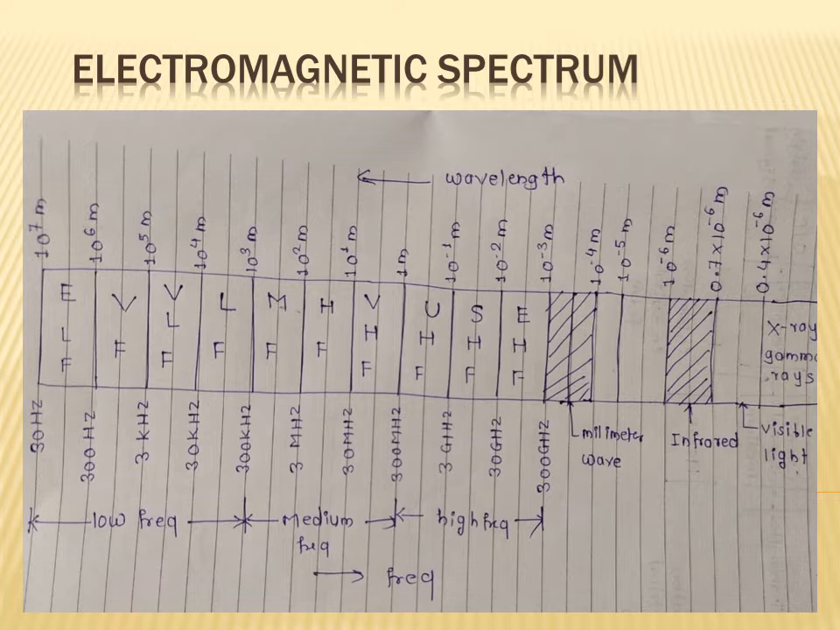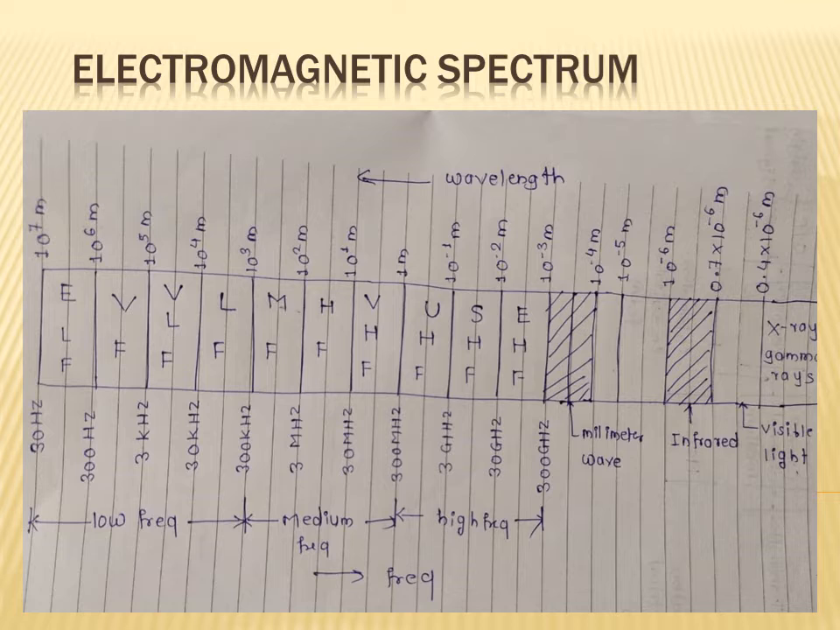These electromagnetic waves are also called RF waves. What is RF? RF means radio frequency waves. And these electromagnetic waves can travel for a long distance. The figure shows the electromagnetic spectrum.